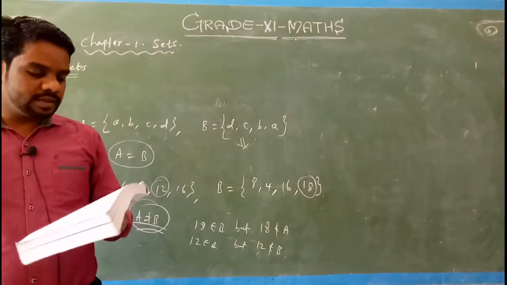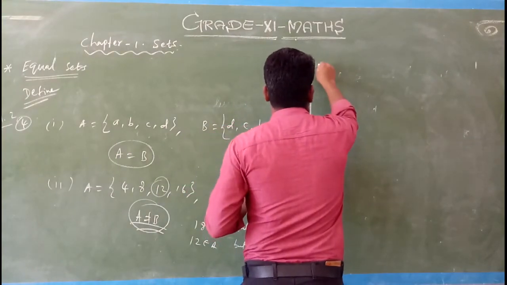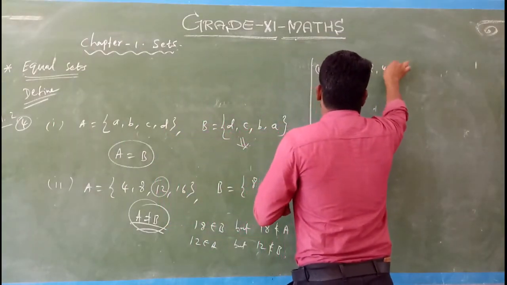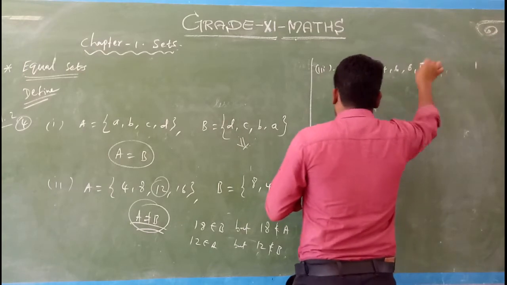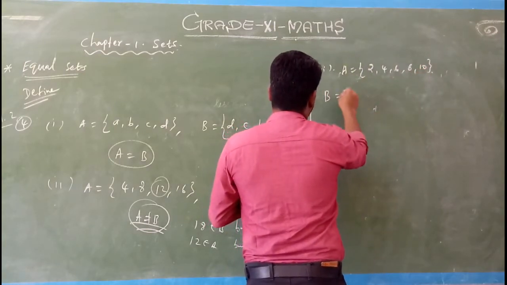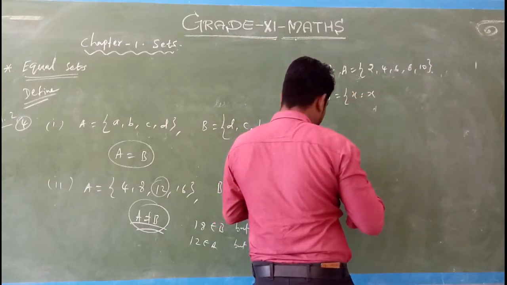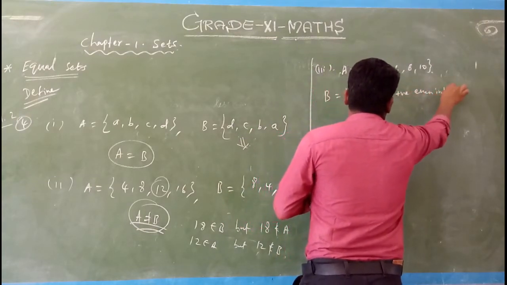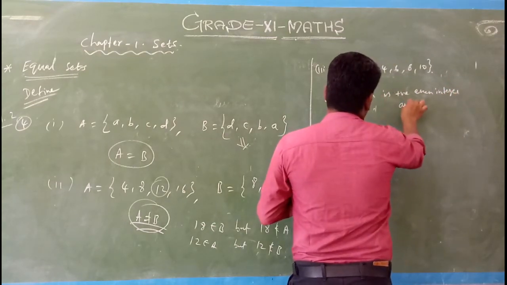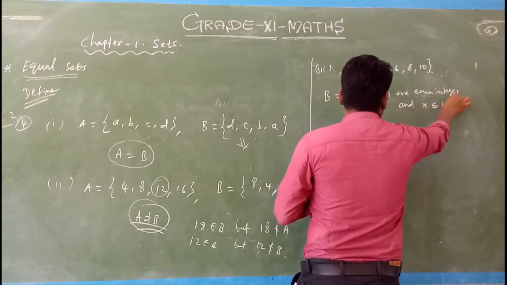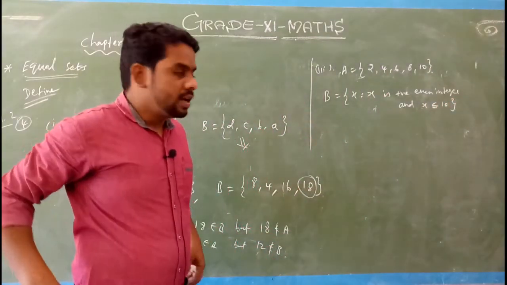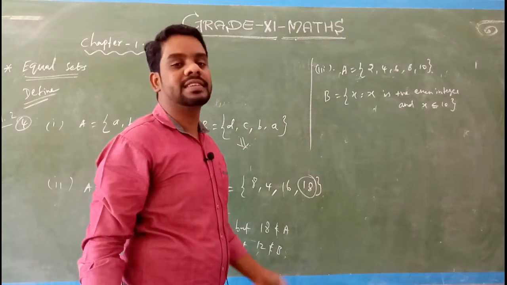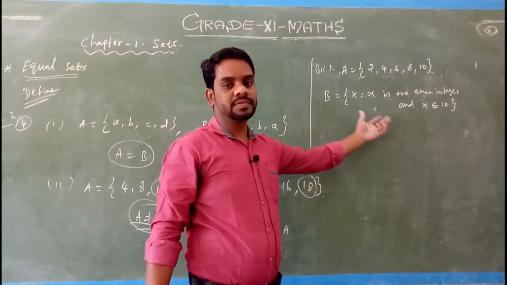Okay, right. Next, the third one. A equals {2, 4, 6, 8, 10}, and B equals {x such that x is a positive even integer and x is less than or equal to 10}. A is in roster form, listing the numbers 2, 4, 6, 8, 10, but B is in set-builder form: x such that x is a positive even integer and x is less than or equal to 10.